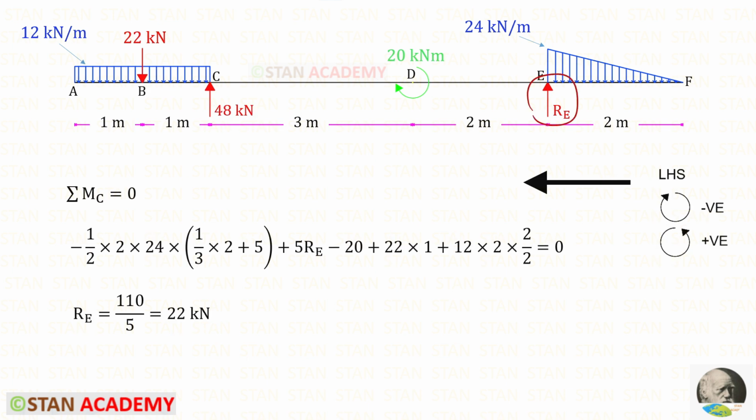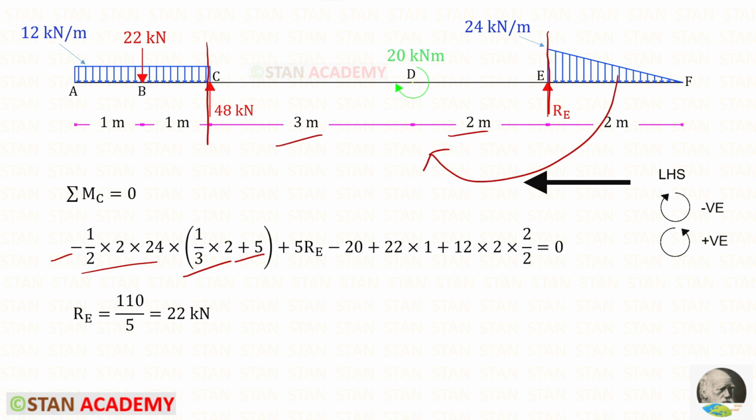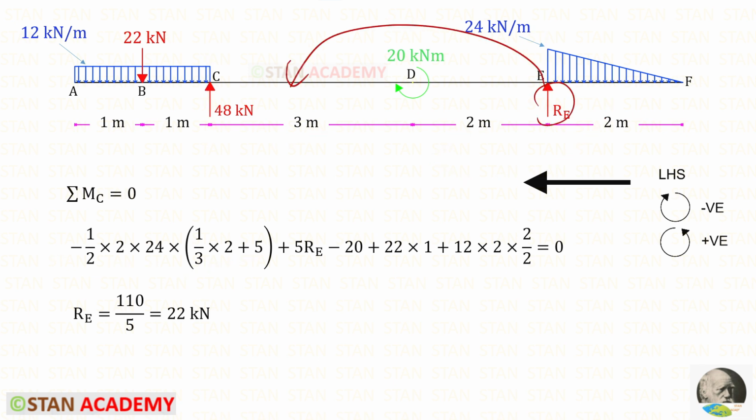To find RE, let us take moment about C. In this case we have to follow the left hand side rule. The UVL is acting in the clockwise direction, so it will be negative. This is the area of the triangle, and about E, this is the centroid distance. But now we are taking moment about C, so we have to add the remaining distance which is 2 plus 3, so it will be 5. RE is acting in the anti-clockwise direction, so it will be positive, and the distance is 2 plus 3, so it will be 5 RE.